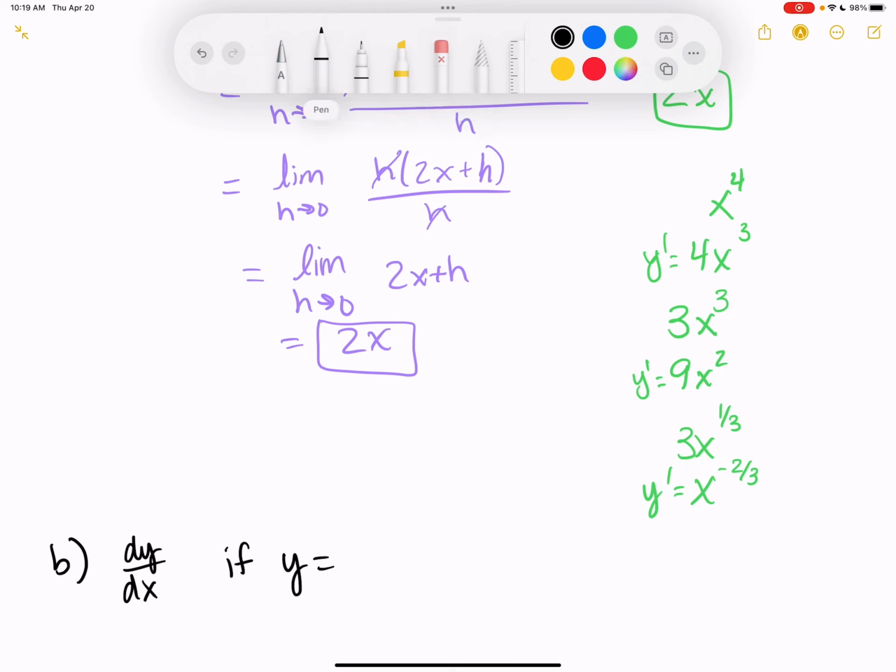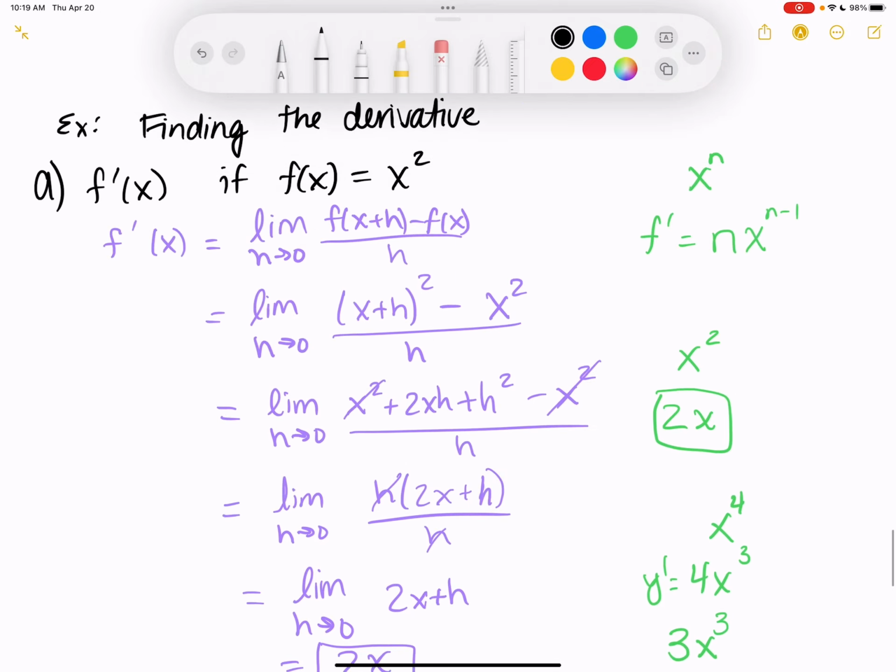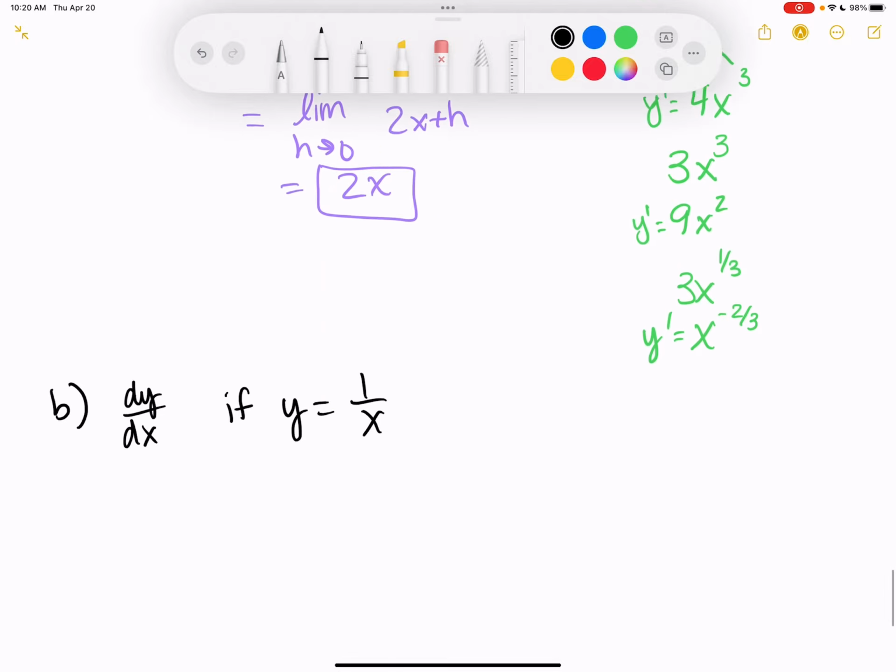All right, so we're finding dy dx, which is just find the derivative, if y is equal to 1/x. So we're going to do it the long way, and then I'll show you the short way. I'm not going to rewrite the formula. It's the same formula every time. We're replacing it with x plus h first, then just x.